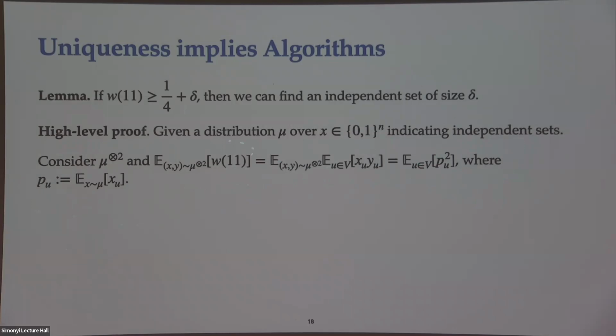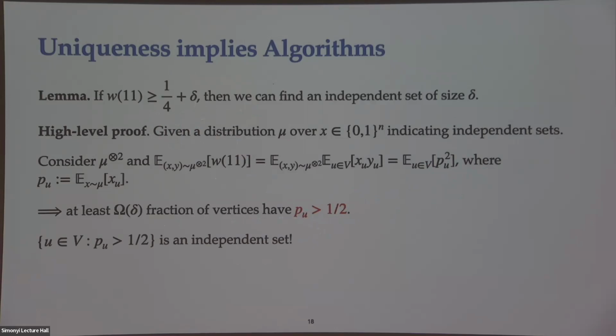So now we know that this quantity is at least 1/4 plus some small constant. So just by a simple Markov inequality, we know that at least an omega delta fraction of the vertices have PU larger than half. Like if the expectation is larger than 1/4 plus delta, then we know that a delta fraction of this has this quantity larger than 1/4 plus delta, which means PU is larger than the square root of 1/4 plus delta. Make sense? Now I claim that these vertices form an independent set.